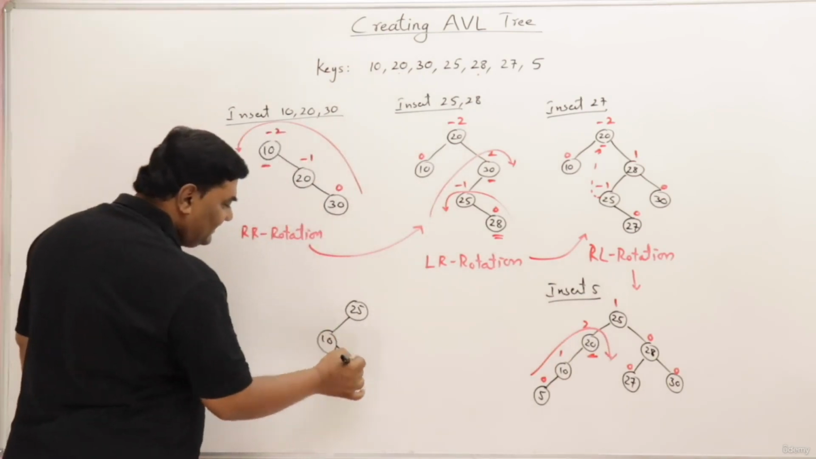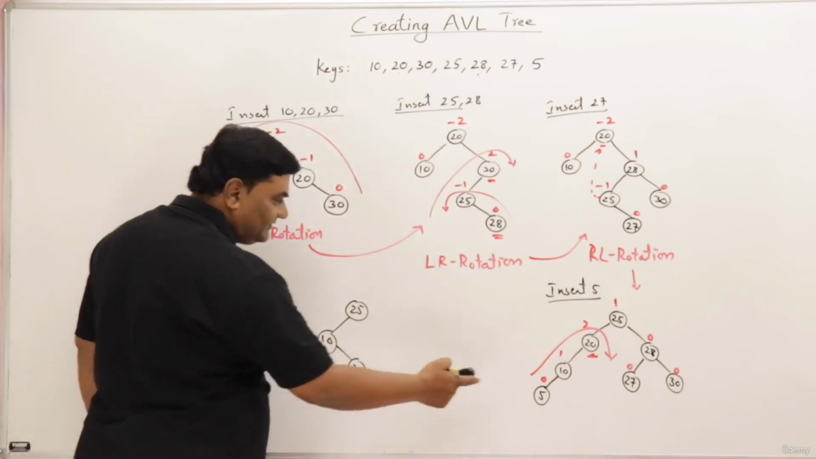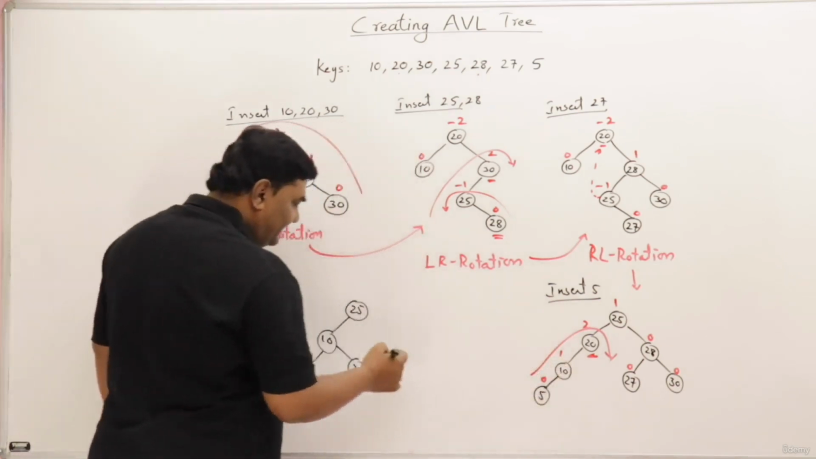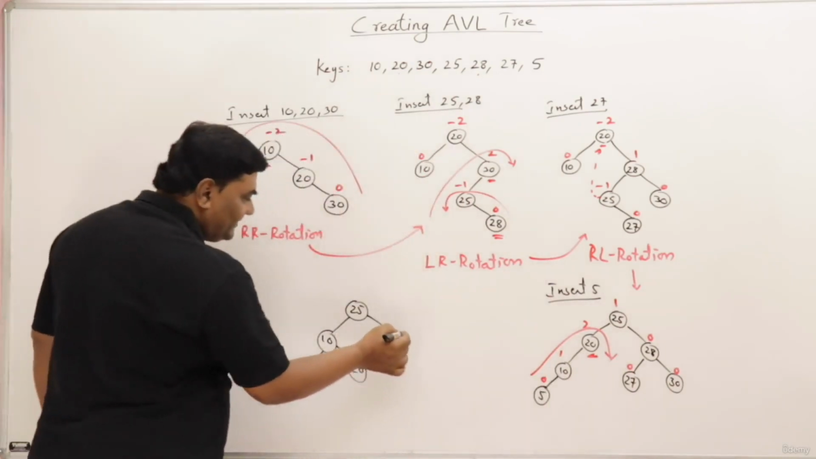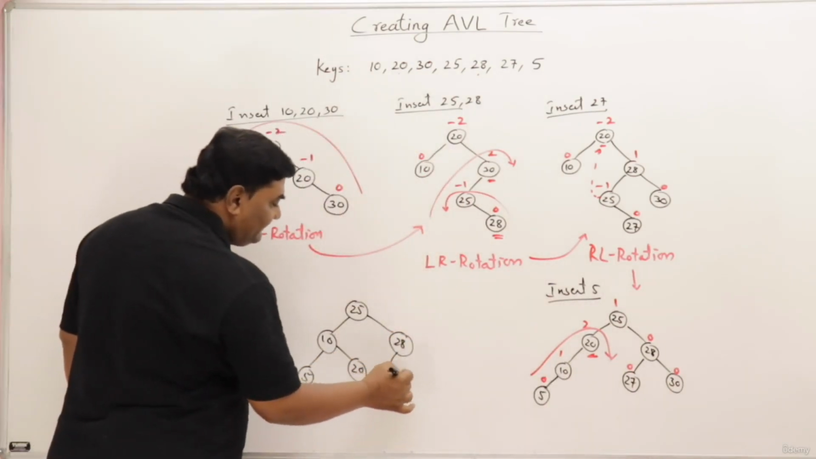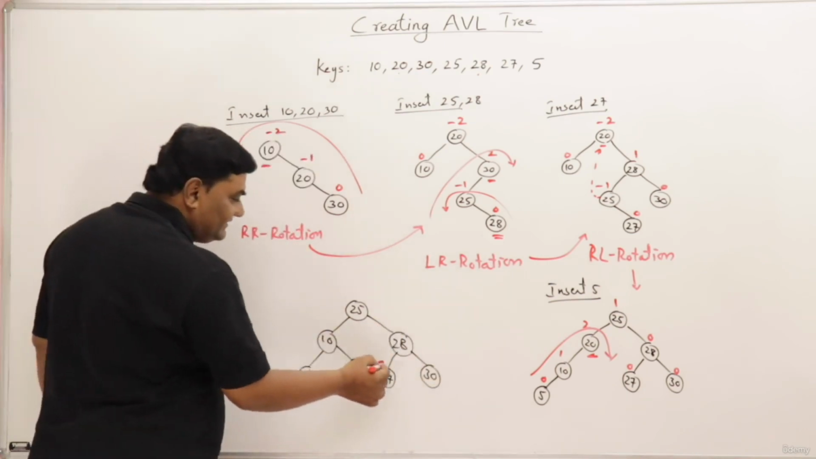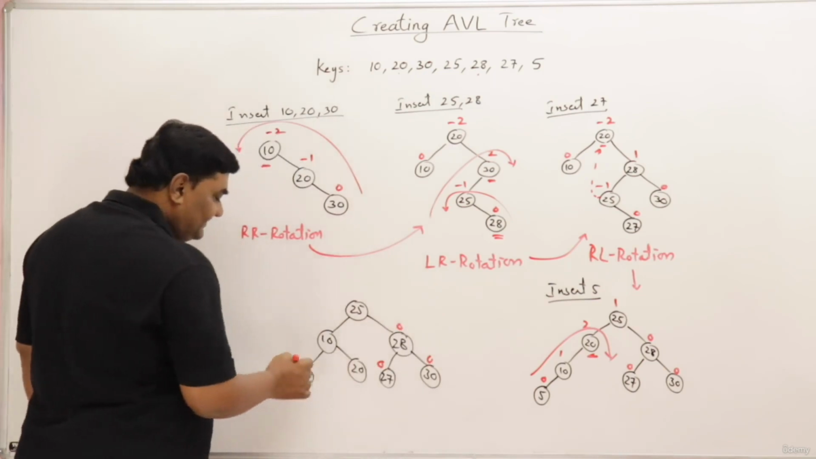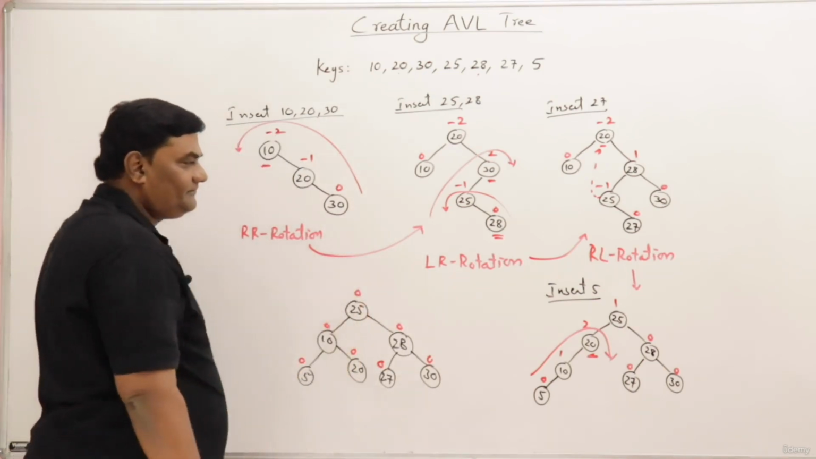So this is 10 and right side is 20 and left side is 5 only. This is the left child of 10, remains as it is. And the other side, right hand side of the tree, remains same. So this is 28 and this is 27, 30. Now balance factors, these are 0, 0, 0 only. These will update 0, 0, 0 and this is also 0.